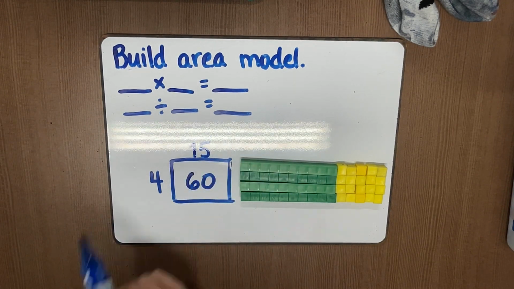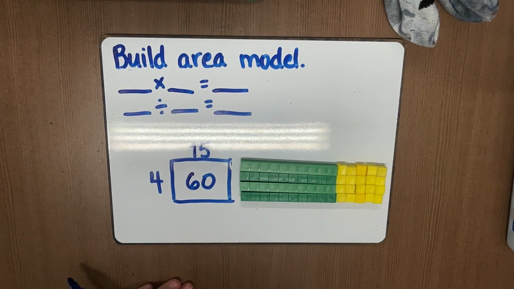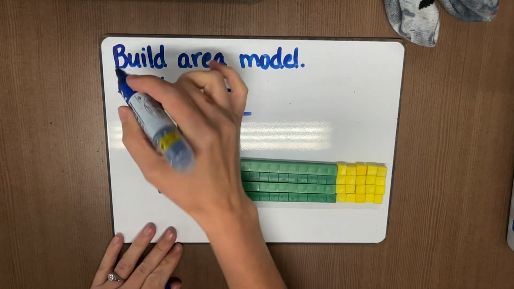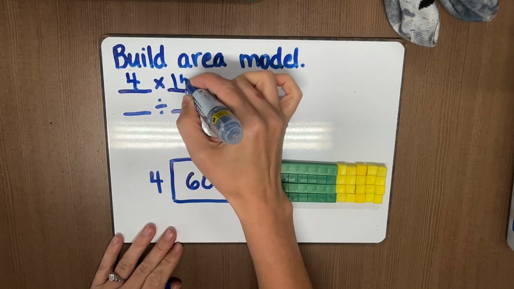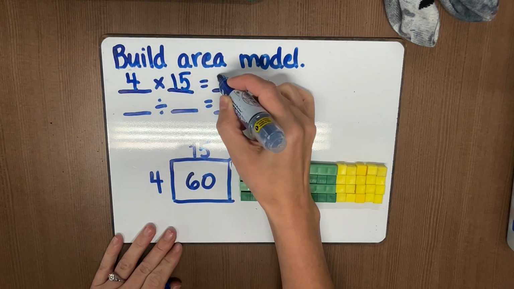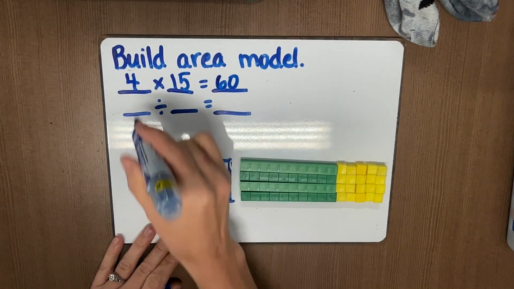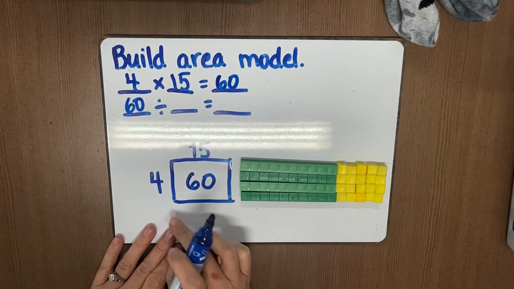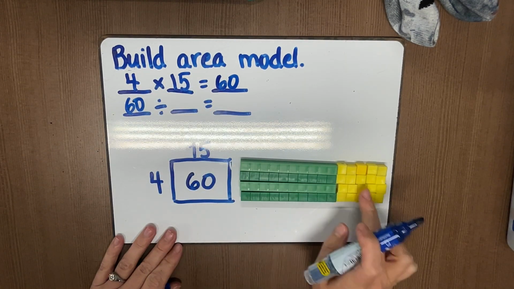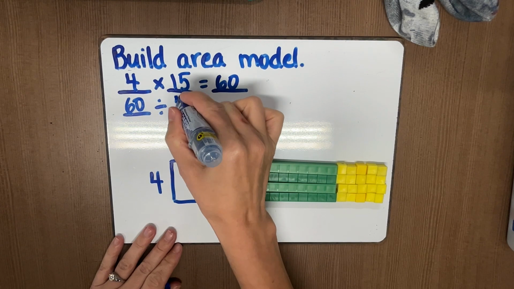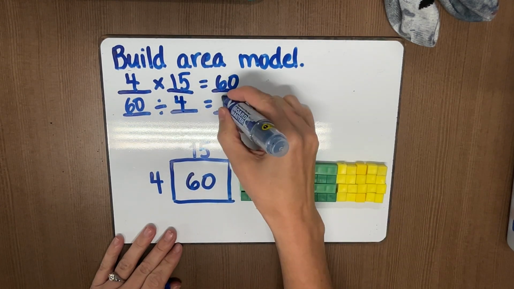How do I write this as a multiplication and division problem? 4 by 15, or 4 times 15 is 60, and 60 divided into 4 groups, 1, 2, 3, 4, has 15 in each group.